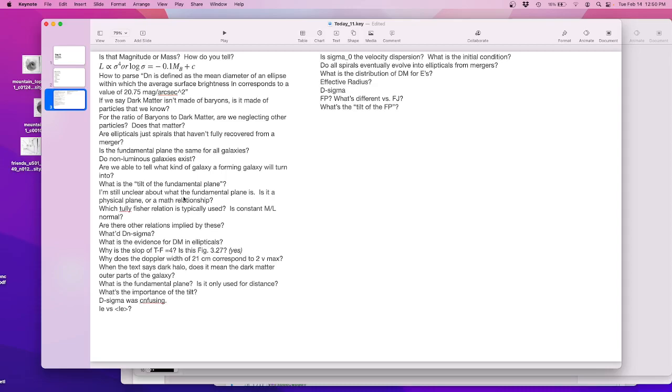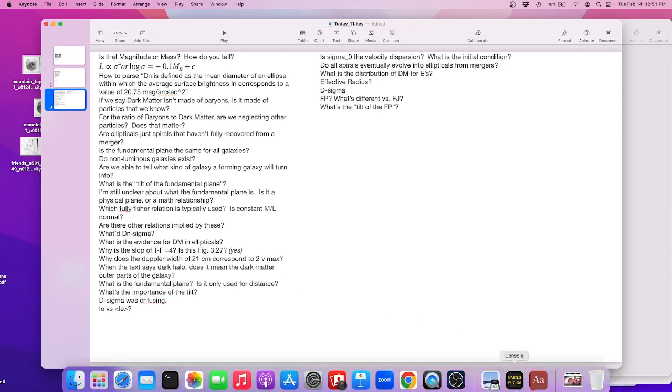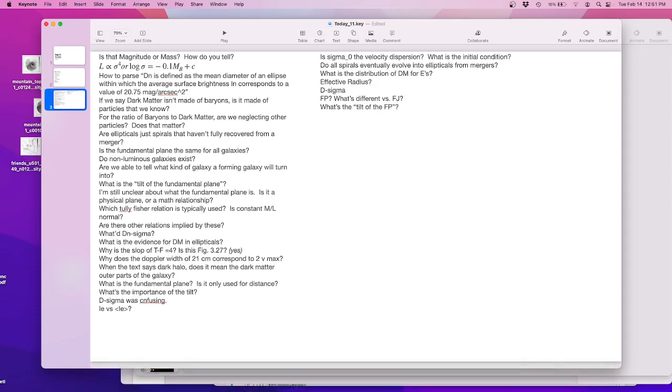Let's see. Do non-luminous galaxies exist? Yes. There are a lot of galaxies that aren't giving off very much light because they're little. Finding them is tricky. What is the tilt of the fundamental plane? I will get to that. I think I'm just going to stop there and call it a day, because all of these are interesting seeds for talking about demographics on Thursday.